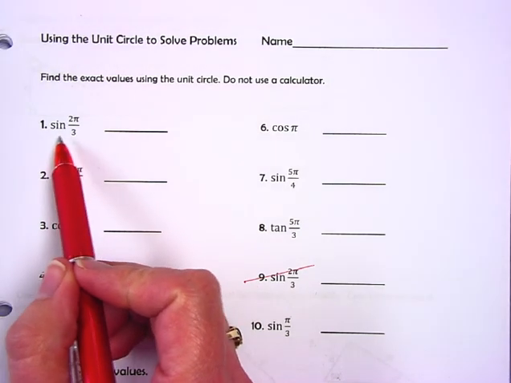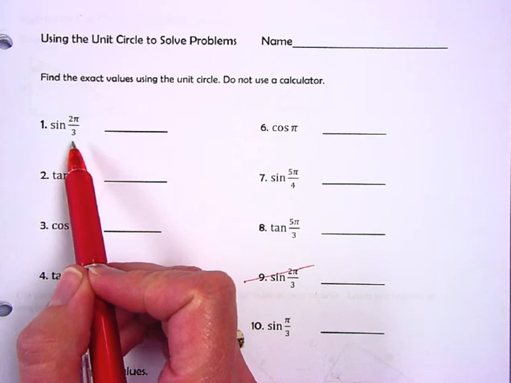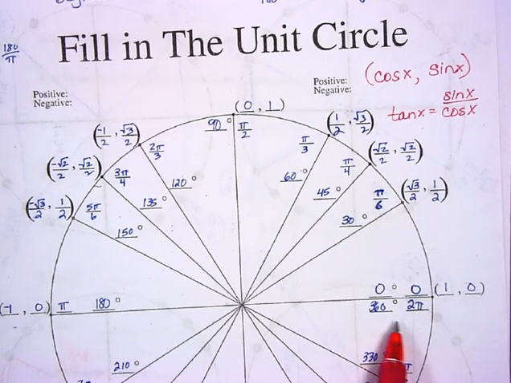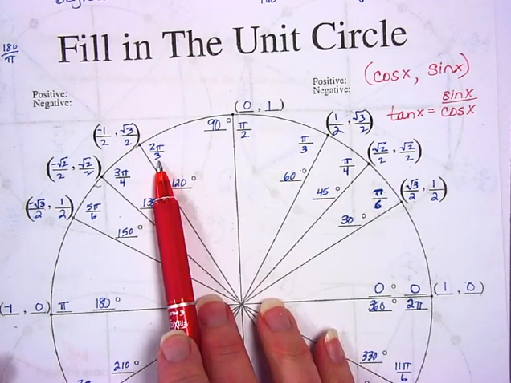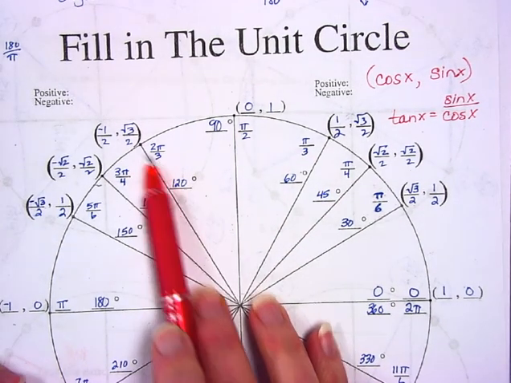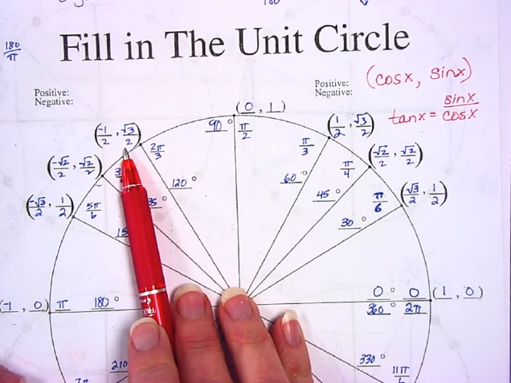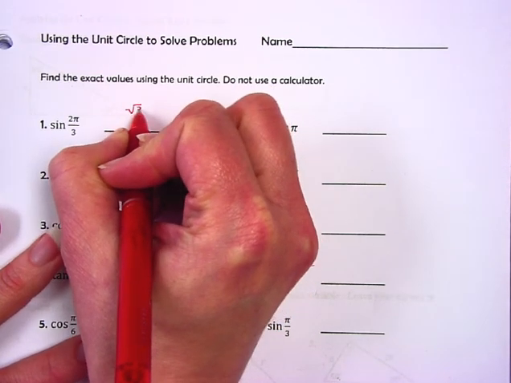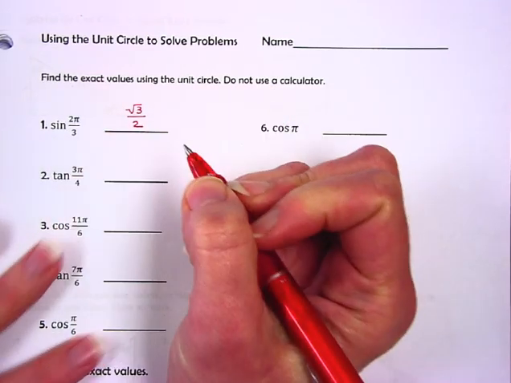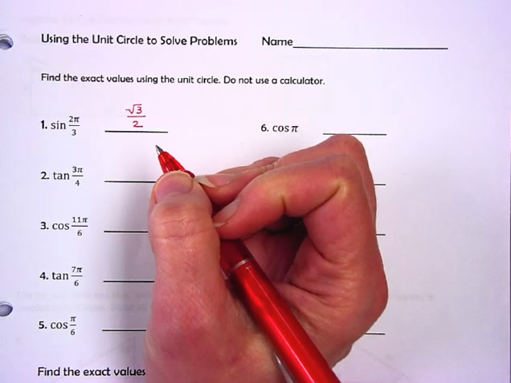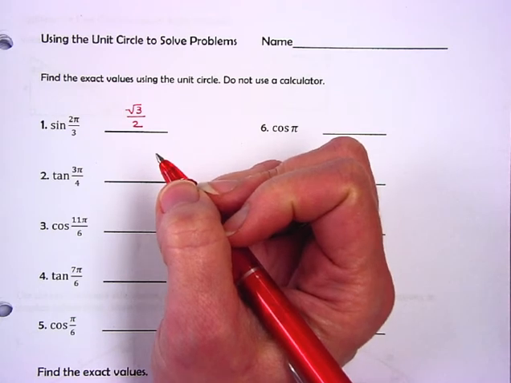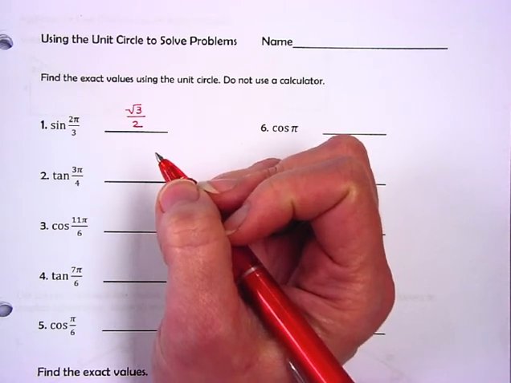So the first one says, what is the sine of 2 pi thirds? So I look at my unit circle, and I find 2 pi thirds. Found it. Okay, which one of these is sine? Negative 1/2 or the square root of 3 over 2? Square root of 3 over 2. Good. All right, so that's how we're getting started using our unit circle. Just saying, okay, what is this value? So this would be the same value that your calculator would have in it. You're going to have to memorize some of it, yeah.